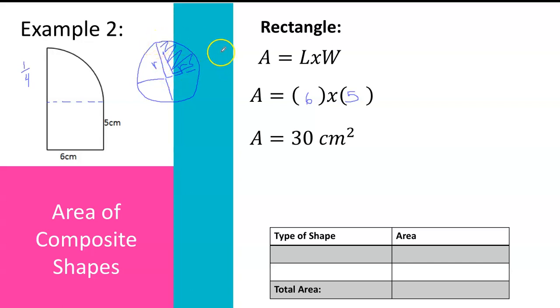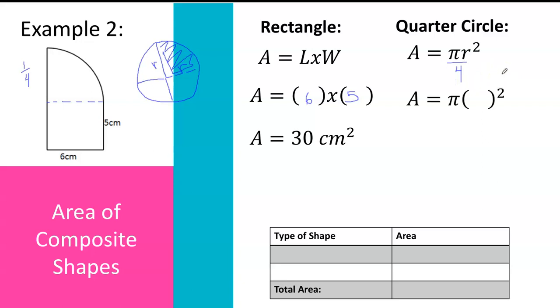end over here. So I'm going to go ahead and write quarter circle, and we take the formula for the area of a circle and we just divide it by 4 to find the area of a fourth of a circle. Taking a fourth of a number is the same as dividing by 4.